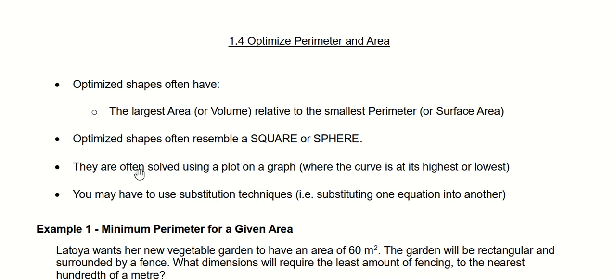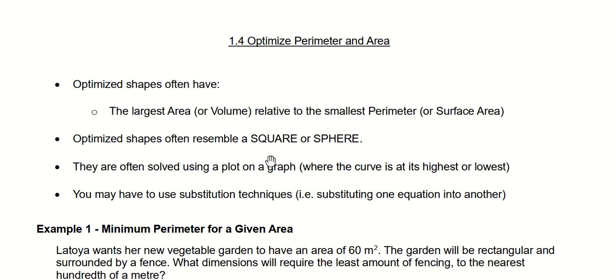You can actually figure out what the optimized shape is using a plot on a graph when the curve is at either its highest or lowest. When you're plotting a graph, the top of the curve or the bottom of the curve will be your optimized shape. You can also use calculus, but that's beyond this course. This is probably the best way for you to see the optimization. And you may have to use substitution techniques. In this lesson, you have to use substitution techniques.